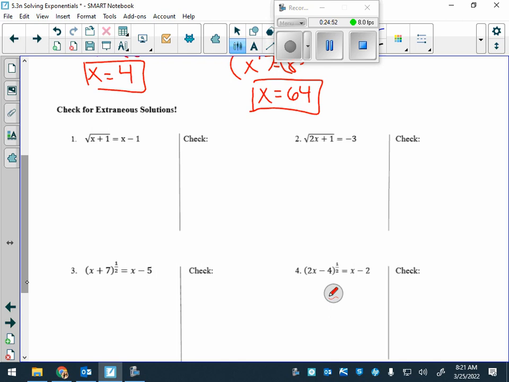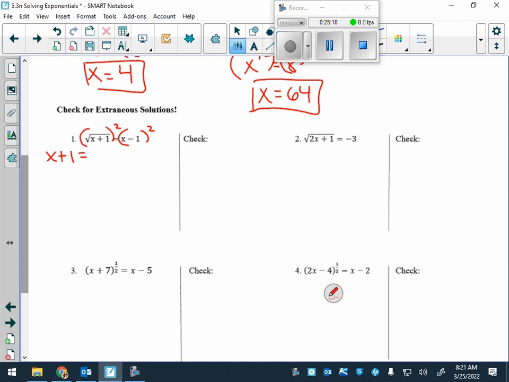What would we have to do here? To get rid of that radical, what's your first thought? Square both sides. But this is different, right? So we have x plus 1. Now, on the right-hand side, we don't just have x. We don't just have 1. We have x minus 1 squared.